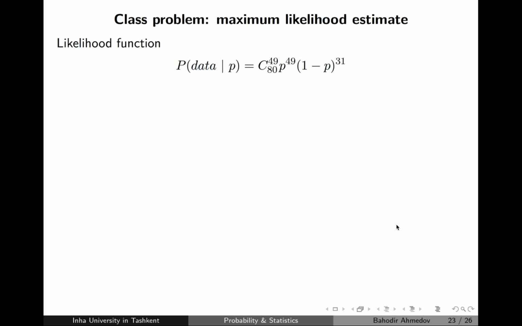So let's now try to maximize the likelihood estimate. If I did not know what p is, the likelihood function would be like this. I would like to maximize this and find the value of p which will maximize it.